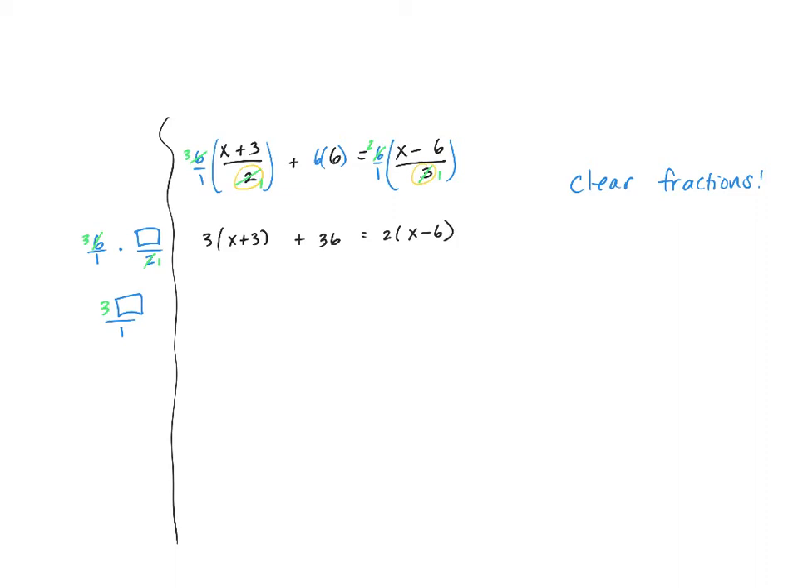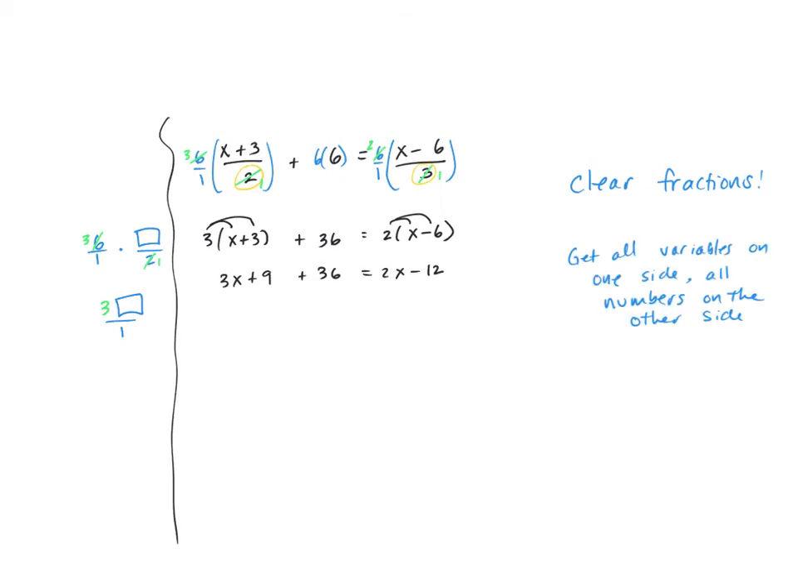All right, now I'm ready to distribute. So I've got 3x plus 9 plus 36. Distributing my 2, I've got 2x minus 12. Now I'll get all my x's on one side. First I'm just going to add my 9 and my 36, which is 45. And now I'll get all my x's on one side and the numbers on the other.